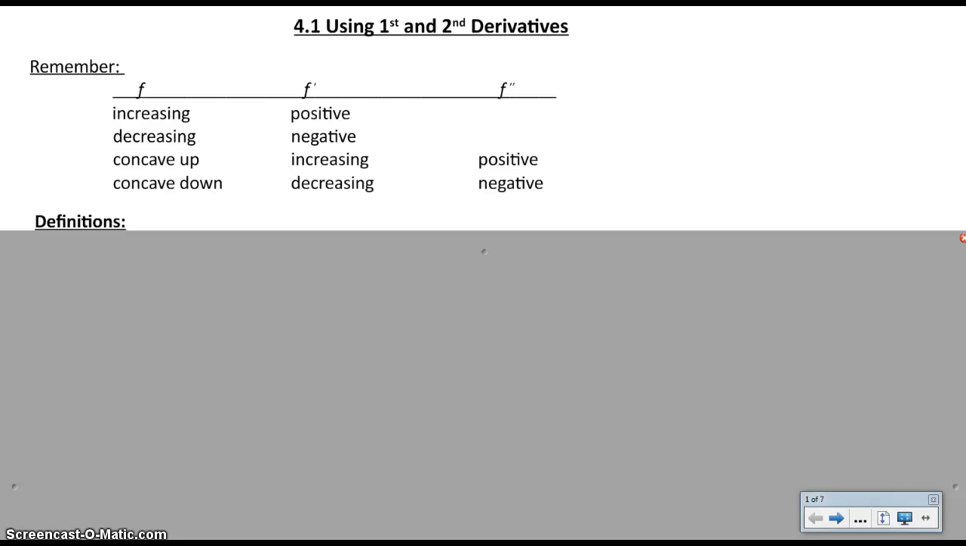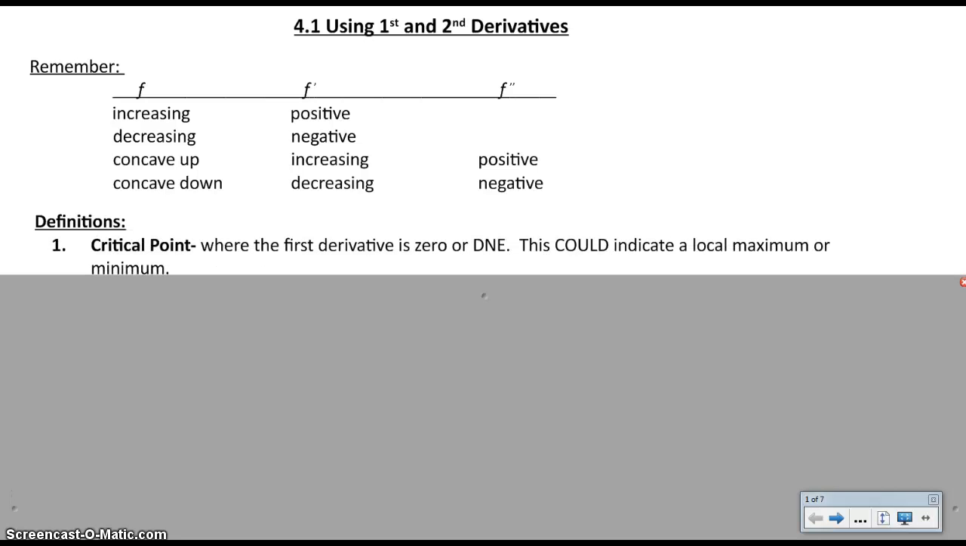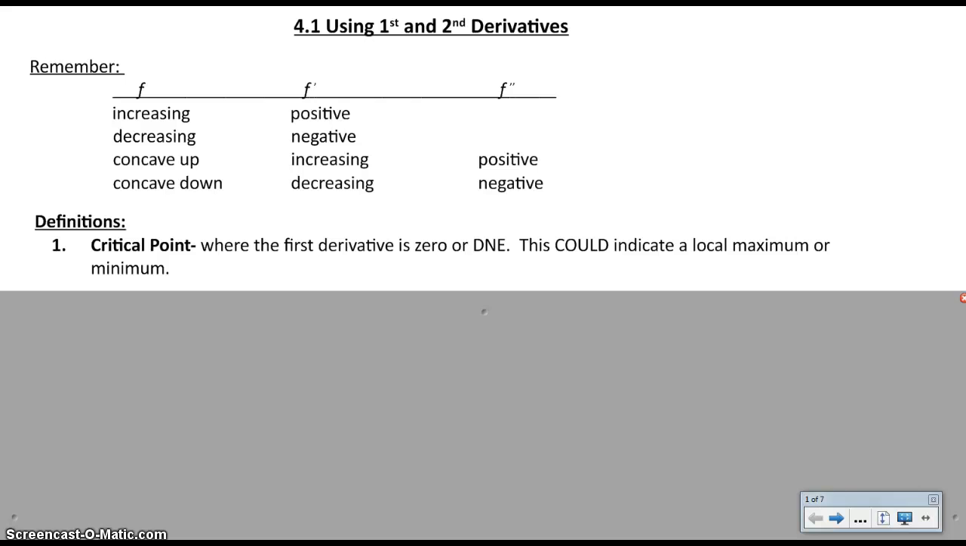So we're going to add some definitions, some vocabulary before we get started. The first word is critical point. A critical point is where the first derivative is zero or does not exist. This could indicate a local maximum or minimum on the function graph. We should add that on there. Max and mins will always be referring to the function graph.